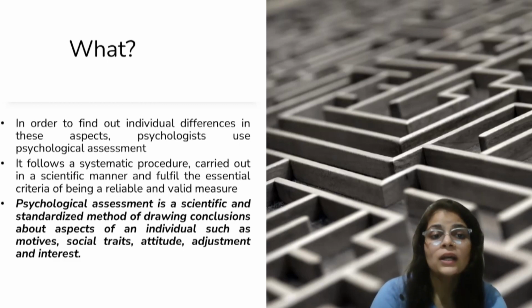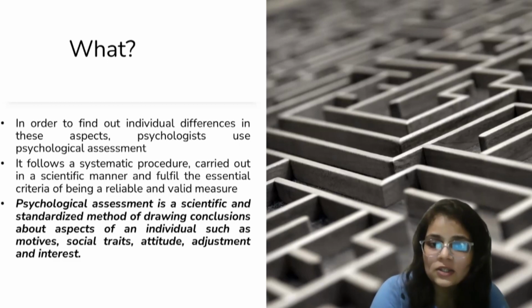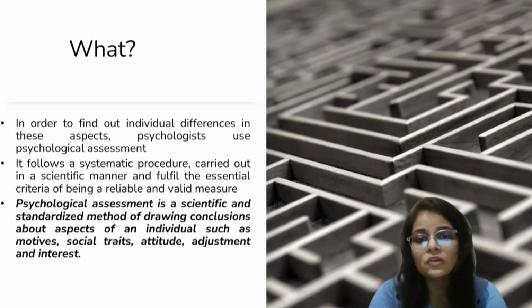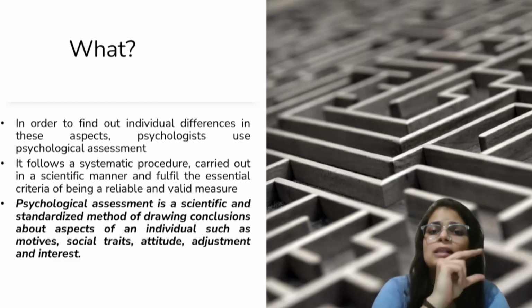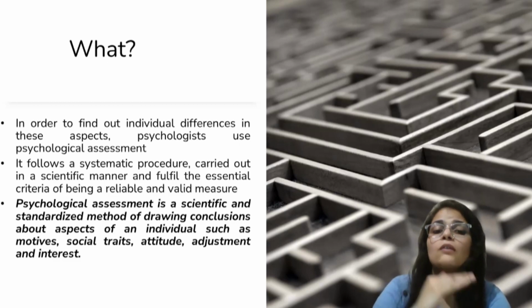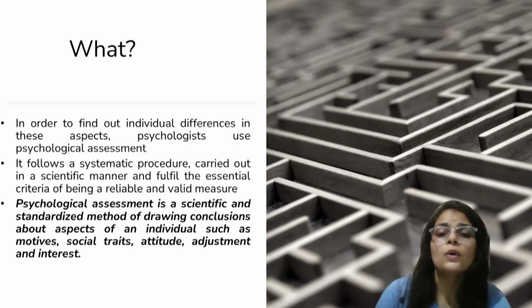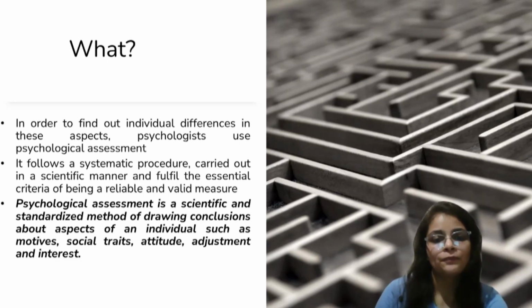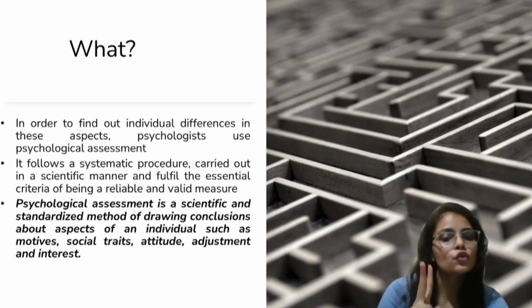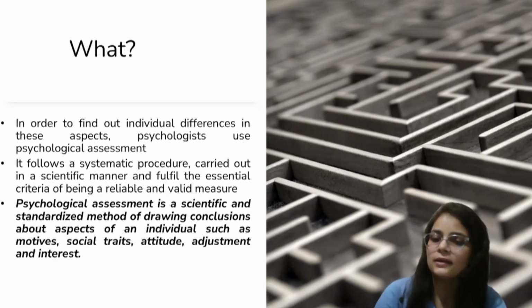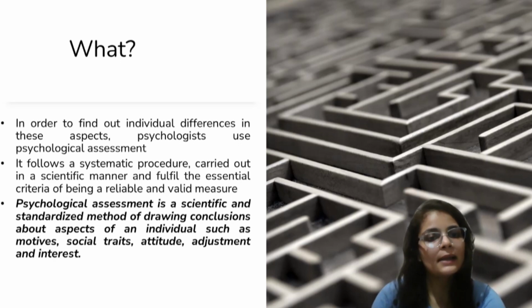To find out these differences, we as psychologists use psychological assessment. This psychological assessment, or measurement of individual differences, follows a systematic procedure. It is carried out in a systematic manner, and it also fulfills the essential criteria of being reliable and valid. Thus, psychological assessment can be defined as a scientific and standardized method of drawing conclusions about aspects of an individual, such as motives, social traits, adjustments, attitudes, and interests. Moving on with the next slide.